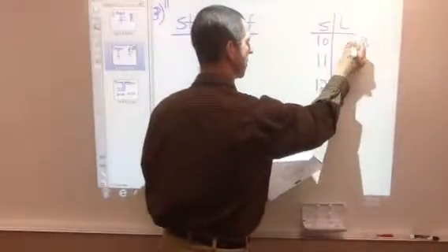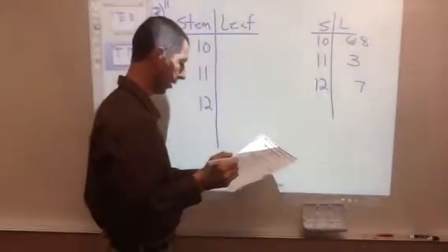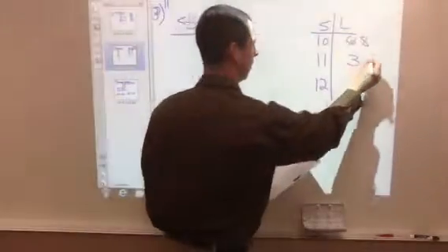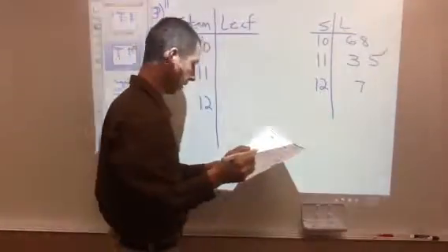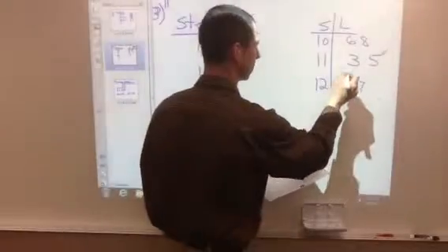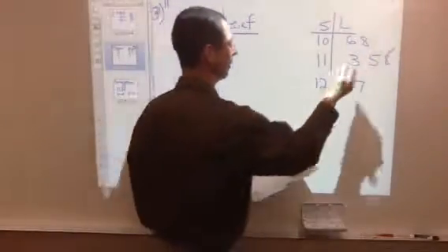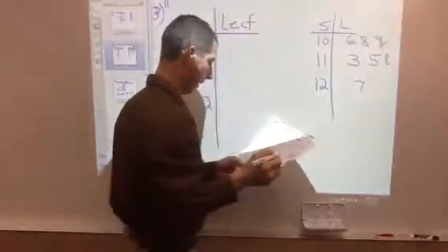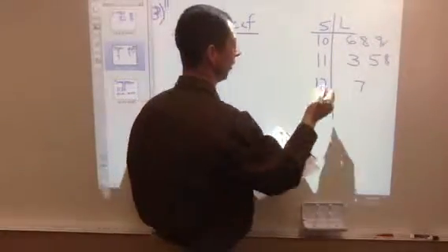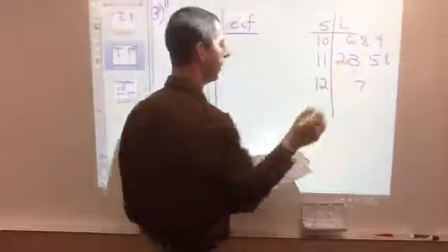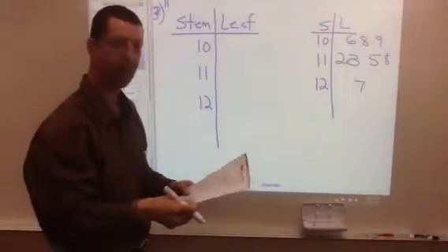106, so 6 here, it's got to be in front of that 8. 115, okay, so out here. 118, all right, out here. 109, out here. And 112, okay, 112 is going to go right here. Okay, so there I have my numbers.